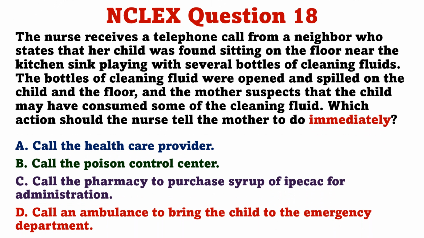Question 18. The nurse receives a telephone call from a neighbor, who states that her child was found sitting on the floor, near the kitchen sink, playing with several bottles of cleaning fluids. The bottles of cleaning fluid were opened and spilled on the child and the floor, and the mother suspects that the child may have consumed some of the cleaning fluid. Which action should the nurse tell the mother to do immediately? A. Call the healthcare provider. B. Call the poison control center. C. Call the pharmacy to purchase syrup of ipecac for administration. D. Call an ambulance to bring the child to the emergency department.